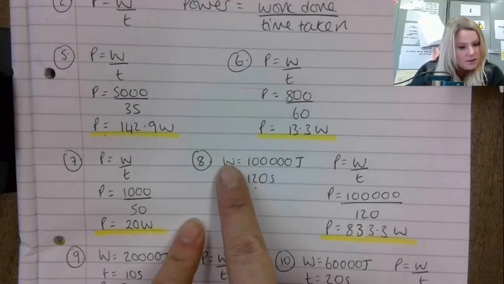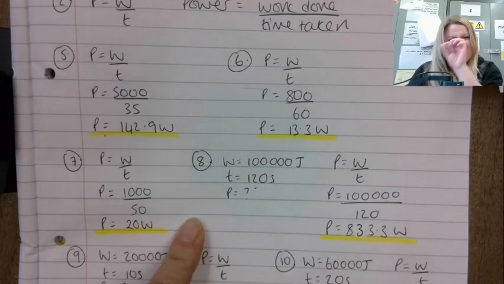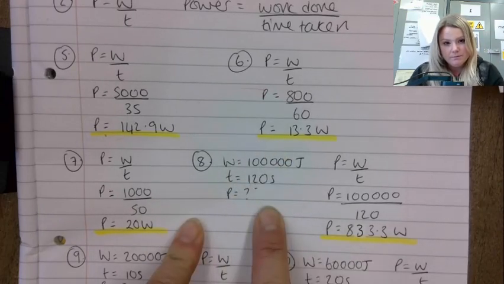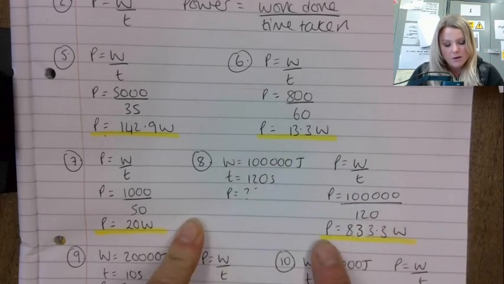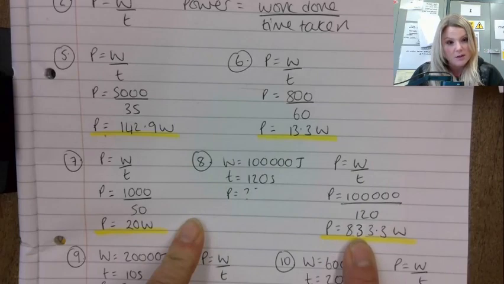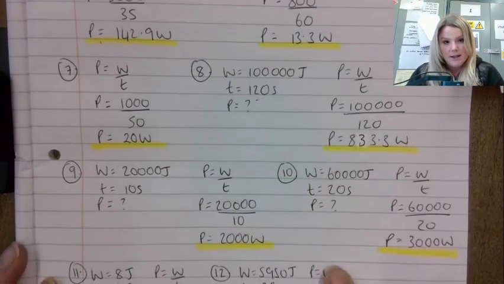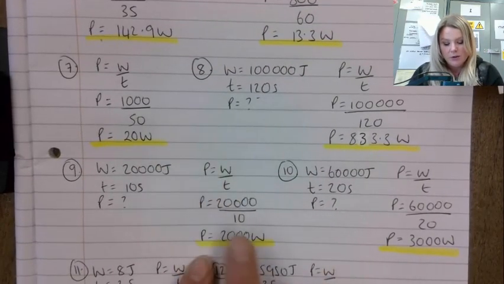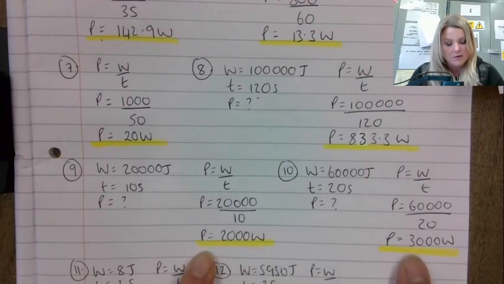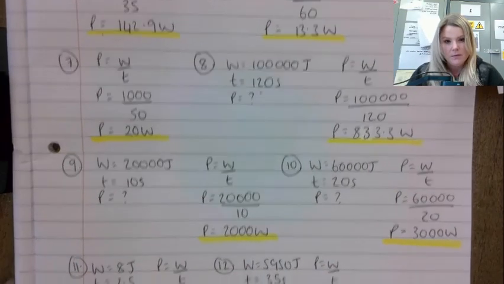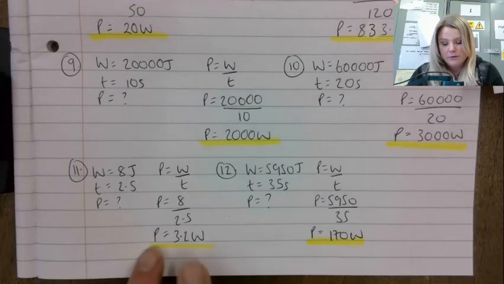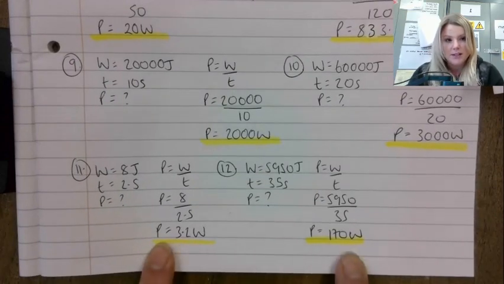Then 8. From 8 onwards, these were the ones where I did make the list of information because you had to pick that information out from the question. So there's everything there. There's my working out, and I got 833.3 watts. 9 and 10 are here, full working out, 2000 watts, and then 3000 watts for 10. And then 11 and 12, 3.2 watts and 170 watts.